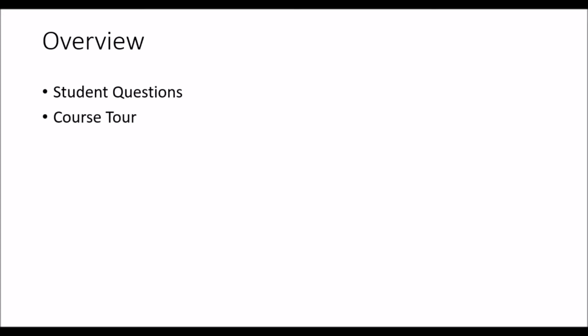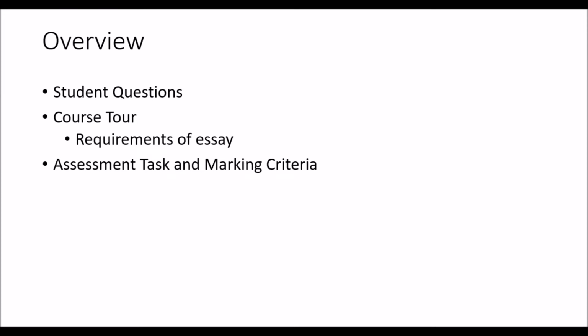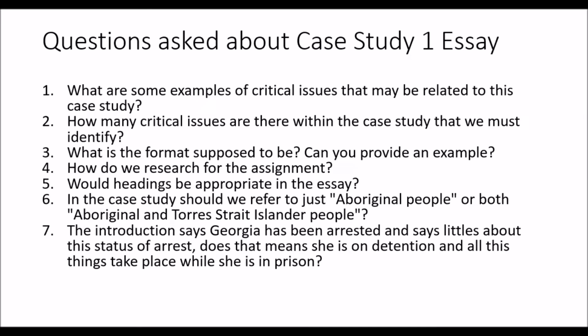In today's session, I'm going to go through the student questions that have been asked. I'm going to take you on a course tour and have a look at the requirements of the essays and also the course content. We'll have a look at the task and the marking criteria. I'll take you on a quick tour of the Griffith University Online Library catalogue, just to give you a quick reminder. Some of you probably already know how to use it, but for those of you who've come from different institutions or it's been a little while since you've studied, it's a handy little tip to know. Then I'll come back and see if I've answered everyone's questions.